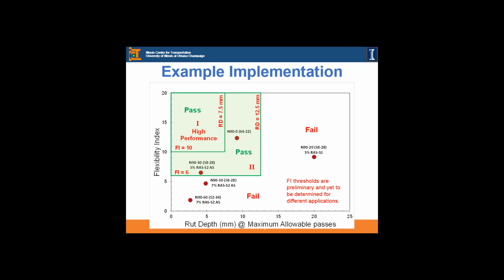This is just an idea, an implementation schematic, of how we can combine the flexibility index test and rut resistance. And these thresholds, they are not really validated, but just an example of how these things can be implemented.